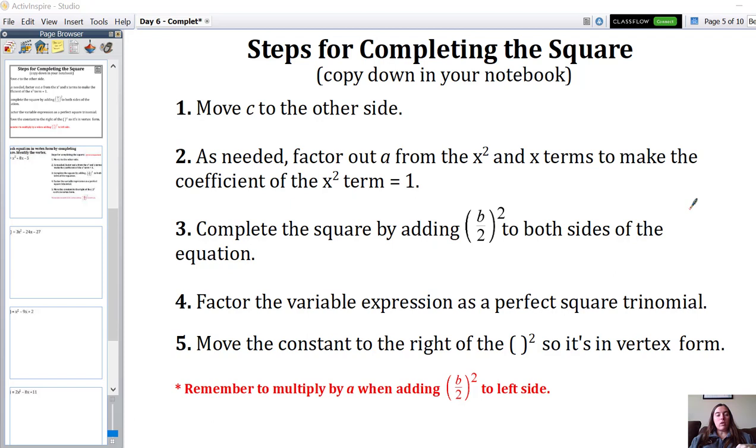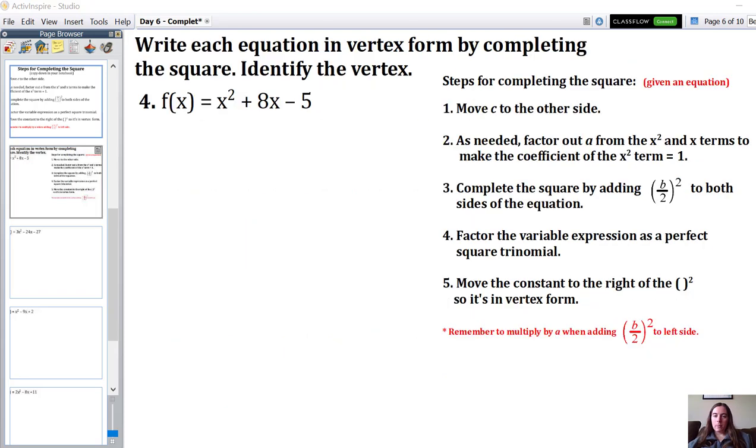Then we're going to look at our value of b after we have factored out a. We're going to divide it by 2 and square it, and we're going to add that expression to both sides of our equation. We will factor the trinomial that's left over, and then we're going to move our constant back to the other side. Now, I know that sounds like a lot, so let's look at an example.